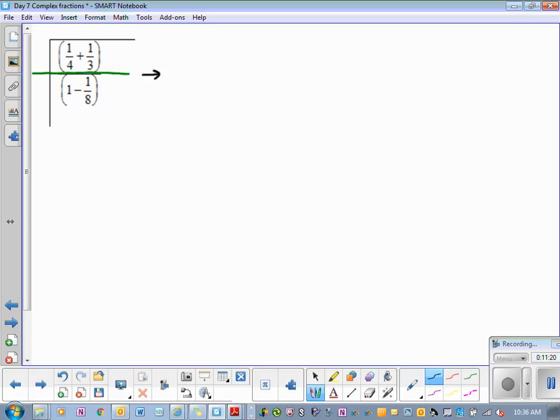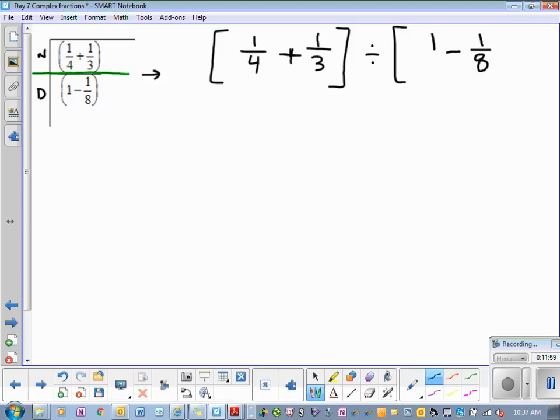Now, my numerator and my denominator. Wait a minute. I have some fractions that are being added and subtracted, don't I? Right? So I have to do those first. You know what? I'm still going to write it out. No, I'm not doing division until I add and subtract these out first. Okay, so this is my numerator divided by 1 minus 1/8. Do you guys see that? Are we okay with this? It is everything on the top divided by everything on the bottom.